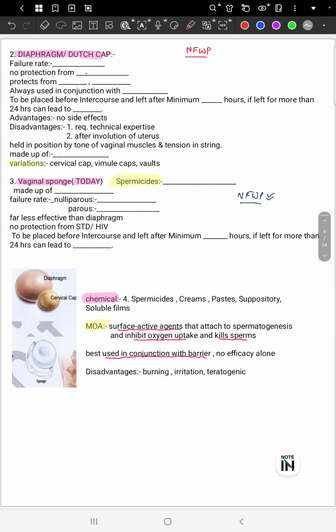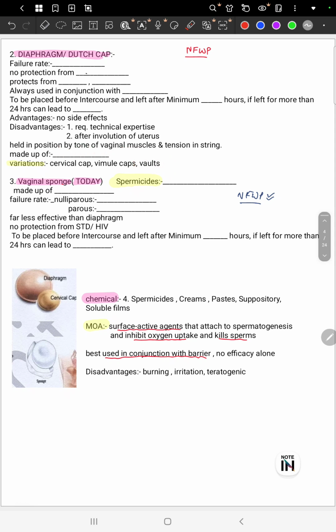और दूसरी चीज़ क्या है कि प्रेगनेंसी के टाइम पे आप इसको फर्स्ट ट्राइमेस्टर में या सेकेंड ट्राइमेस्टर में सेक्सुअल इंटरकोर्स के टाइम पे इसको नहीं इस्तेमाल कर सकते. It is held in position by the tone of the vaginal muscles and the tension in the string. Then what is it made up of? It is made up of a synthetic rubber. Now the variations, it is present as a cervical cap, vimule caps or walls.